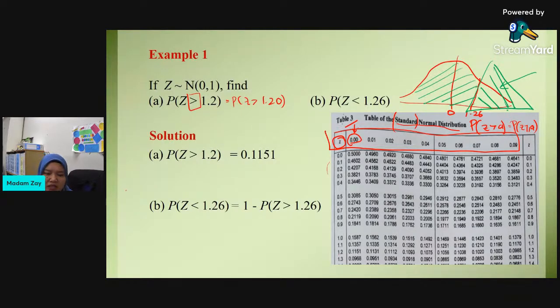Okay, now, probability of Z more than 1.26, nak cari macam mana? Kita tengok dekat dalam table tu, tengok 1.2 for first decimal places. And then, cari 6, maksudnya 0.06. So, the column 0.06 kat sini. So, kita akan jumpa nilai dia adalah, probability dia adalah 0.1038. Nampak kan kat situ? So, 1 tolak 0.1038 dapat jawapan 0.8962. Boleh ke? Boleh tak ni?